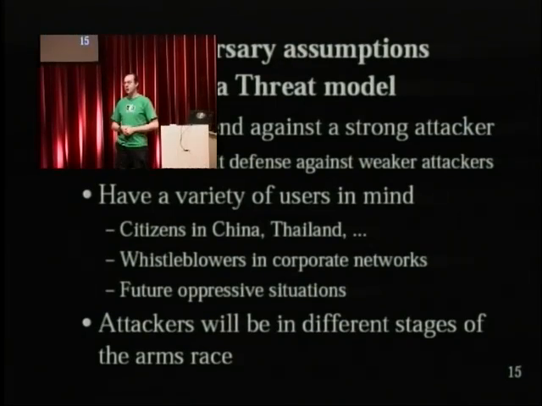I was talking to an American corporation recently, and they have a new network policy. Thou shalt not use Tor on our network. And maybe that's bad for their security or their privacy or their users. That's up to them. But I'd like to be able to handle attackers like that as well. So we've got a lot of different users in mind, people in all the various countries that Reporters Without Borders has declared are internet black holes, whistleblowers in corporate networks. Who knows what's going to happen next? We'd like to solve all of that.